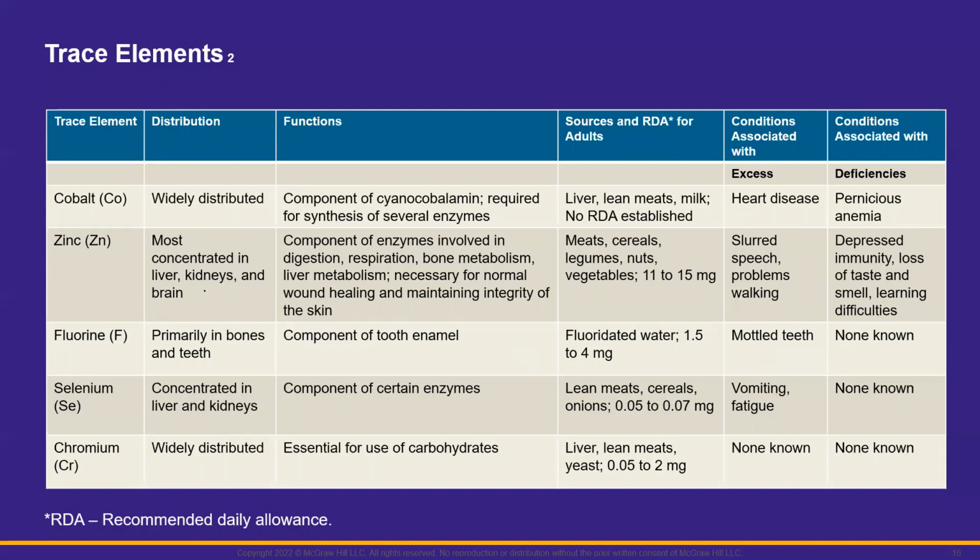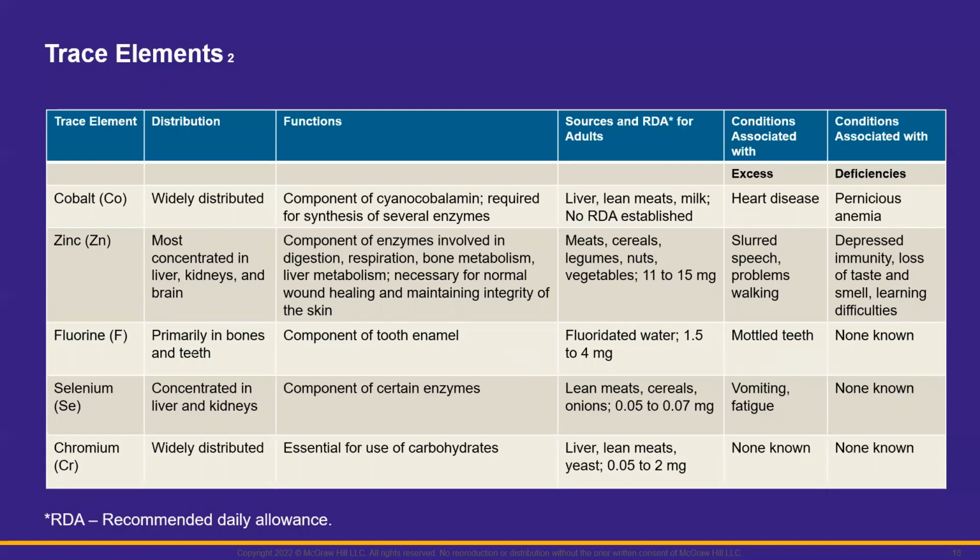Zinc, most concentrated in liver, kidneys, and brain. Function: component of enzymes involved in digestion, respiration, bone metabolism, liver metabolism, necessary for normal wound healing and maintaining integrity of the skin. Source: meat, cereal, legumes, nuts, and vegetables, 11 to 15 milligrams per day. Excess, slurred speech, problems walking. Deficiency: depressed immunity, loss of taste and smell, learning difficulties.